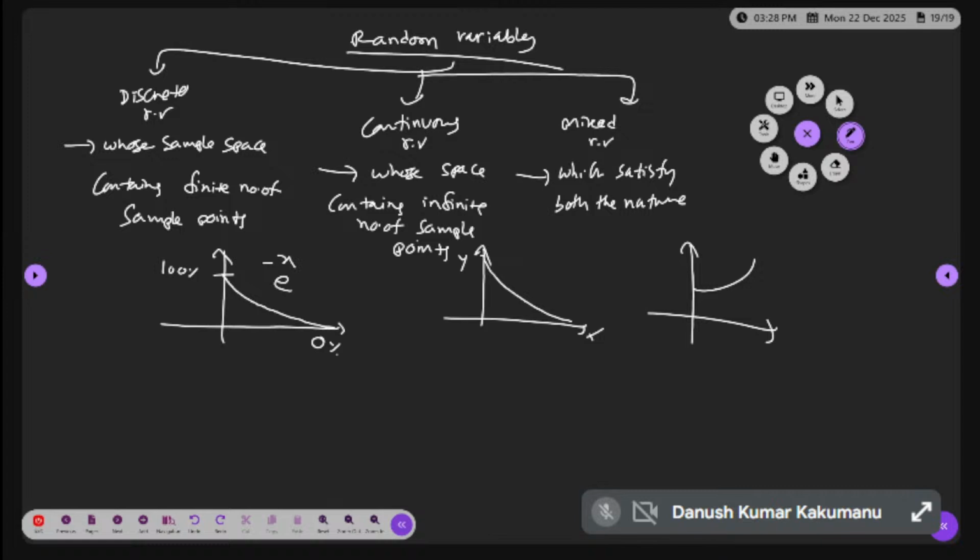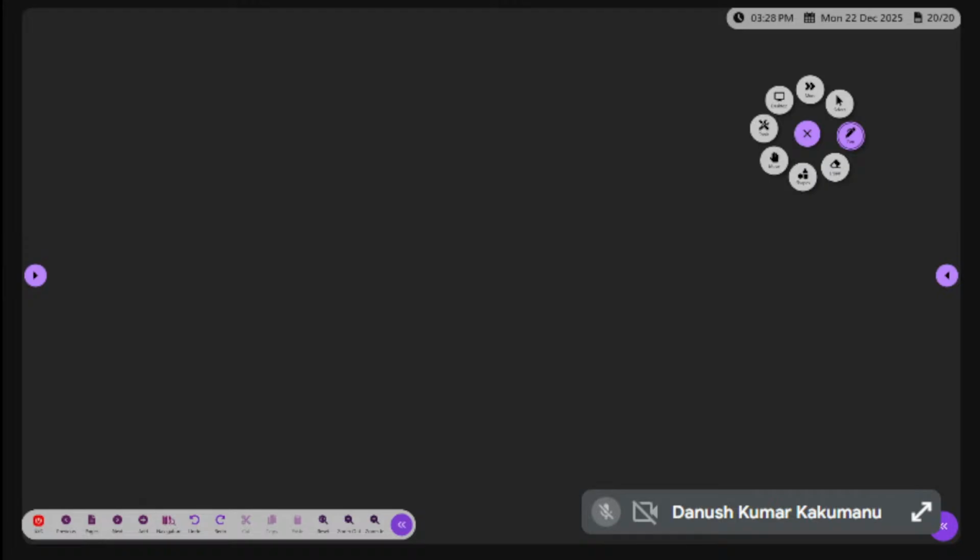Chalo. What are the random variables? Random variables: discrete, continuous, mixed random variables. These are the types of random variables. Let us go to the probability functions. Very good. The third topic is a small topic: random variable, types of random variables, small concepts. Next, probability functions.